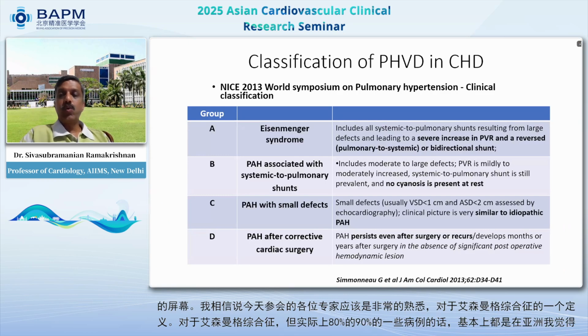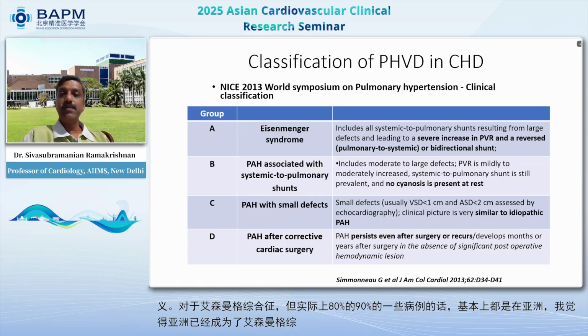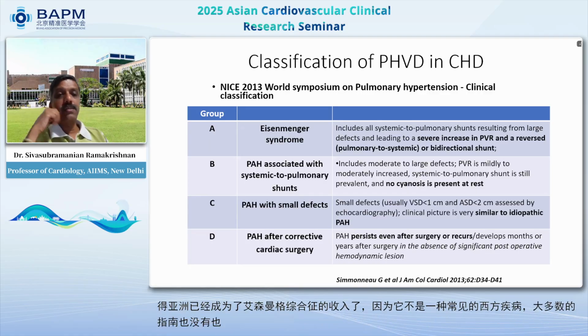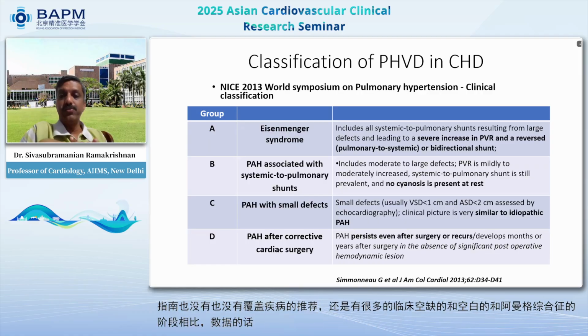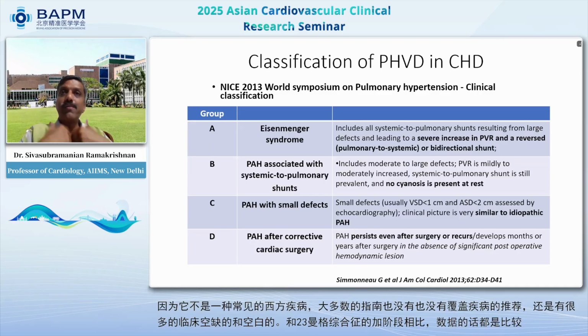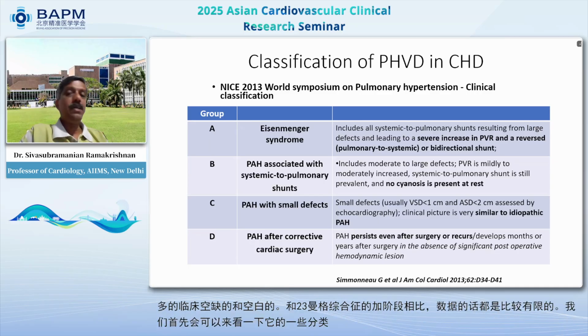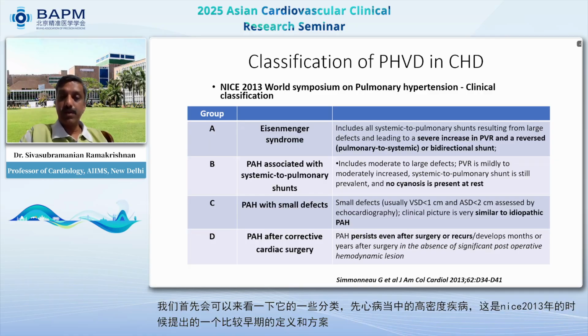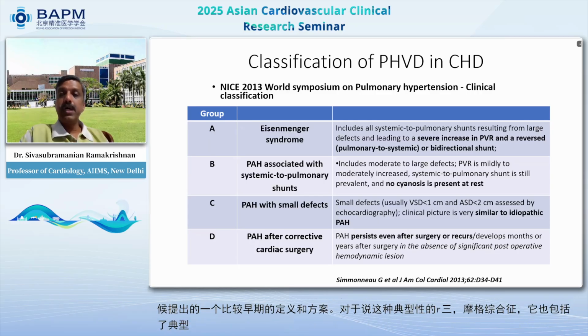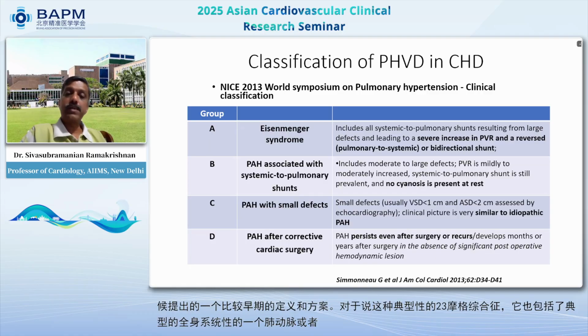of Eisenmenger syndrome. So, what is the common classification of pulmonary hypertensive disease in congenital heart disease? This was the older one that NICE 2013 proposed. That's classical Eisenmenger syndrome, which includes all types of systemic to pulmonary shunts, which lead to a reversal of shunt. That means either a bidirectional shunt or a right to left shunt. Then you have pulmonary hypertension associated with systemic to pulmonary shunts, but they don't have cyanosis at rest right now. And the PH with small defects, that means the PH is out of proportion, or the pulmonary hypertension that is occurring after corrective surgery.